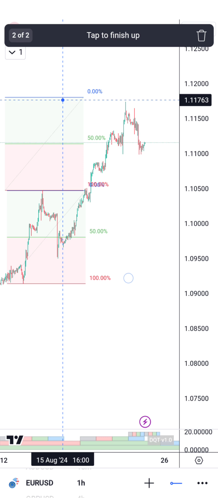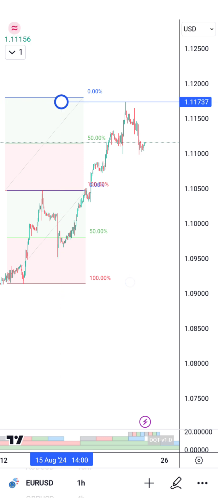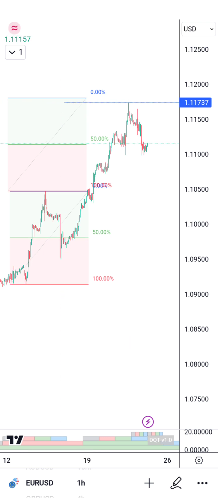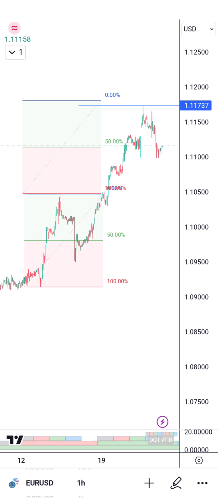Look at something here. You see that price almost did a full standard deviation. It is just a few pips short of one standard deviation. That is how you can project your Fibonacci tool to take profits using standard deviations in smart money concepts.